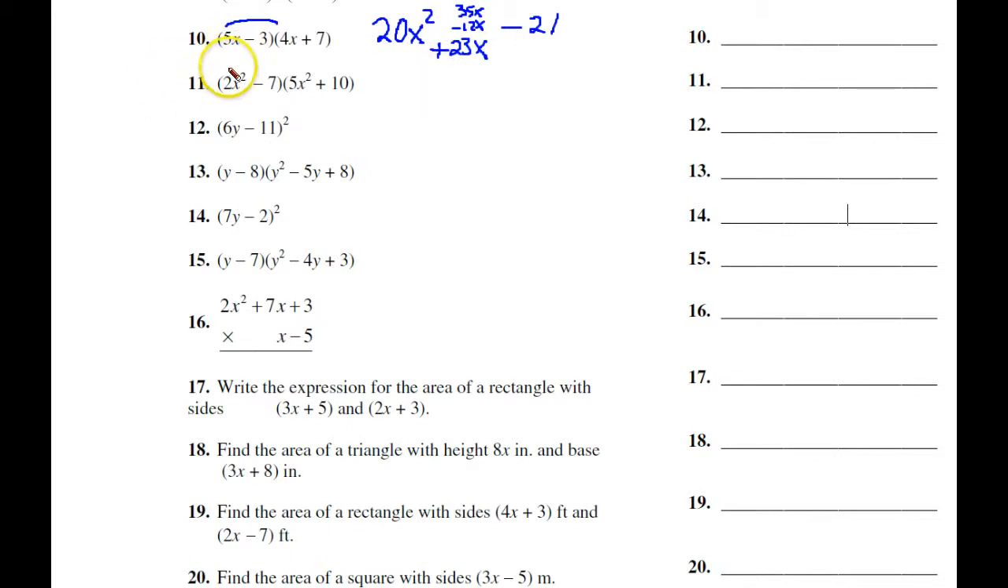Now again, we're doing the FOIL. Our first gives me a 10 x to the 4th now. My outers give me a 20 x squared. This is a negative 35 x squared. So that's a negative 15 x squared. Now if you have to write it out, do so. You want to be sure to get it right. And this is a negative 70.